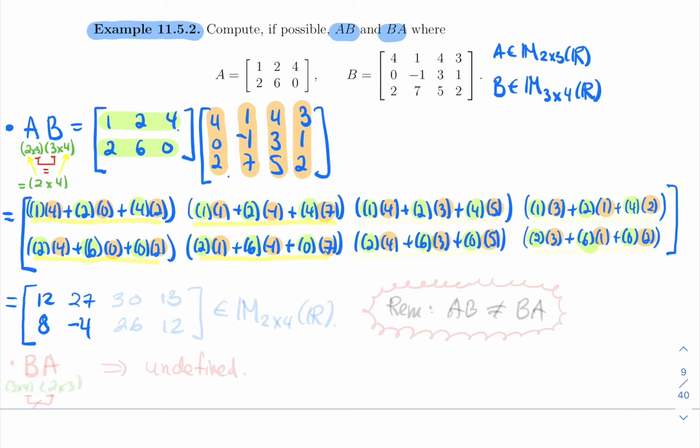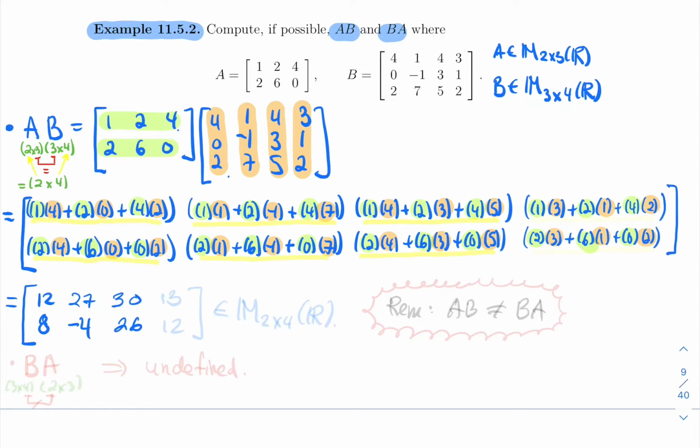Then the third column. So we're going to get 4 plus 6, that's a 10, plus 20. That's going to be 30. And then we're going to go 8 plus 18, that's 26, plus 0. So we're just getting 26.